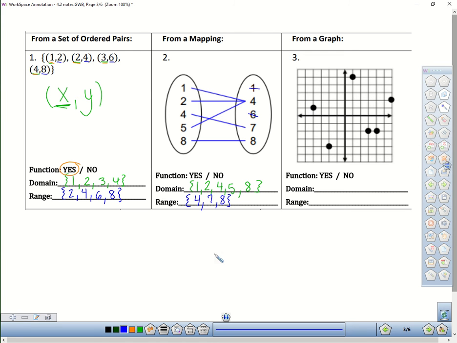But 7 wasn't used. 7 was used right here, see? The arrow coming into the 7 right here. You see it now? Yeah, I see what you mean.